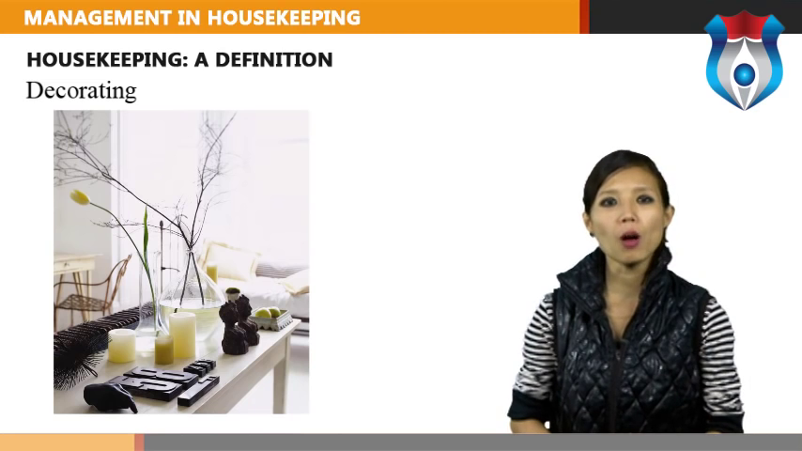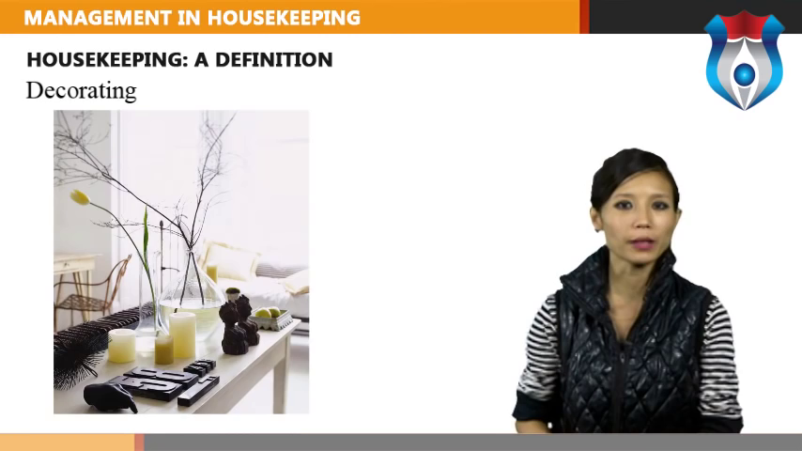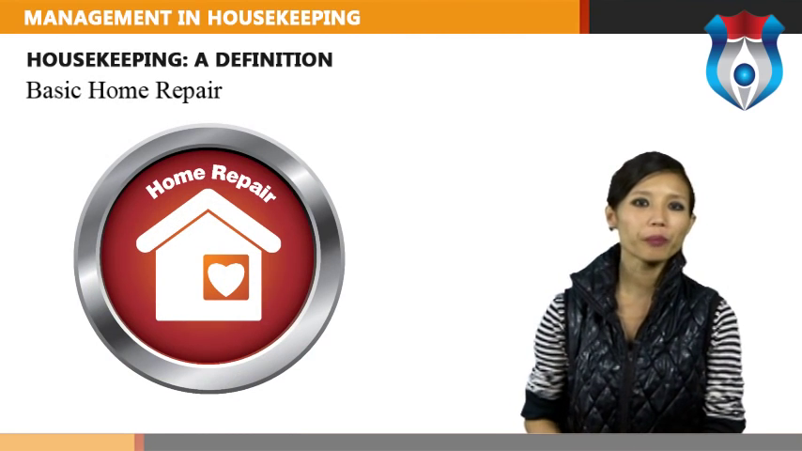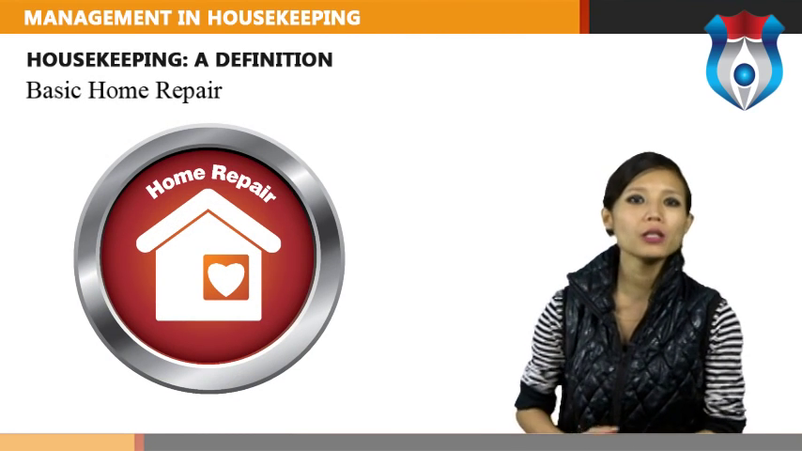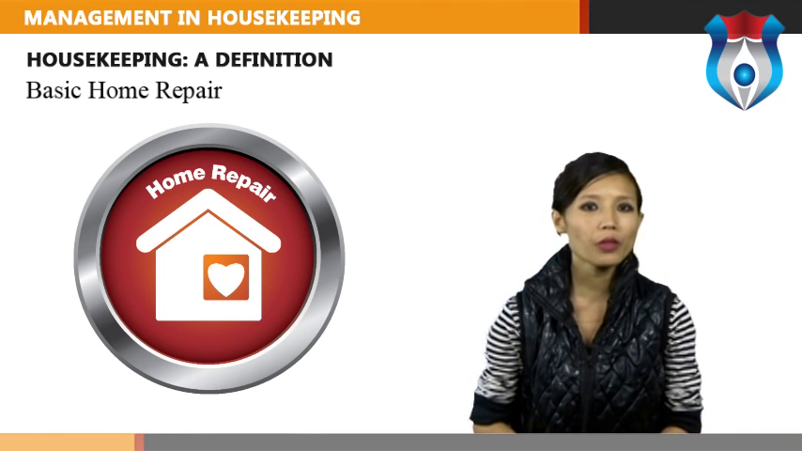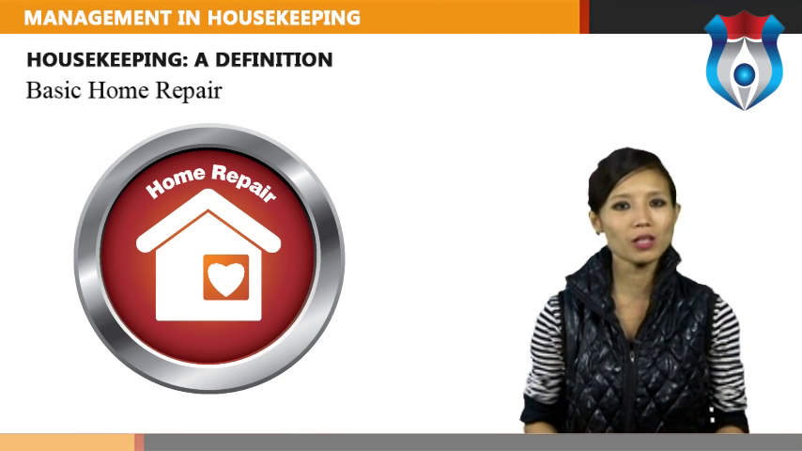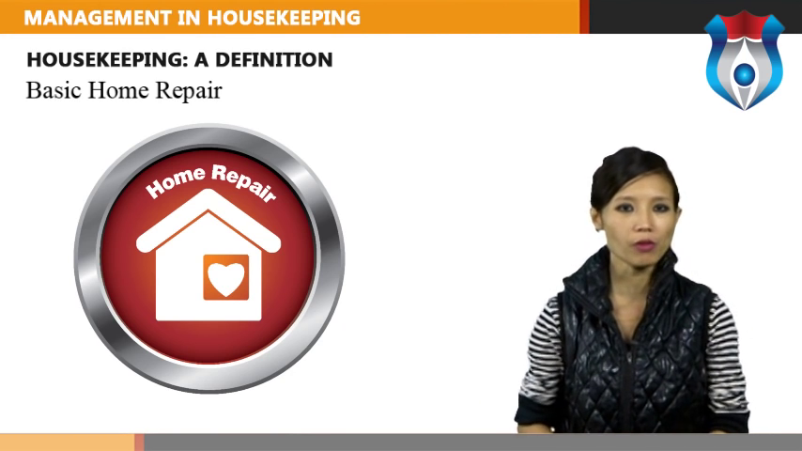Decorating. Decorating is a necessary component of housekeeping. Decorating allows personalizing the home for us and our family. Basic home repair. Occasionally, one of the components of housekeeping will include minor repairs to the home. Whether we do this ourselves or supervise the completion of work by someone else, maintaining a home includes occasional repairs.